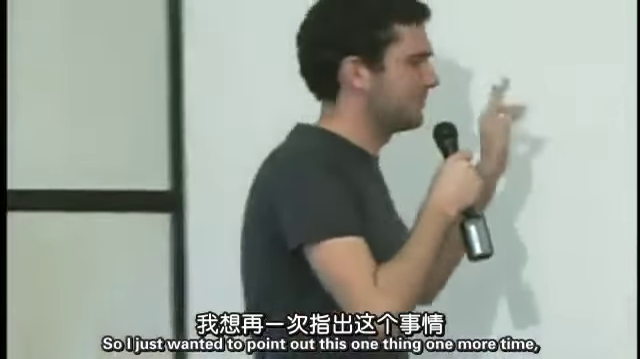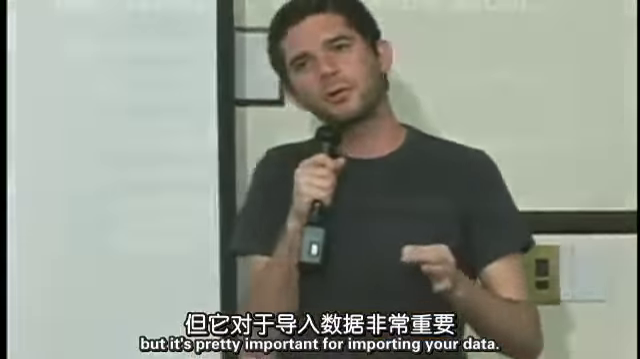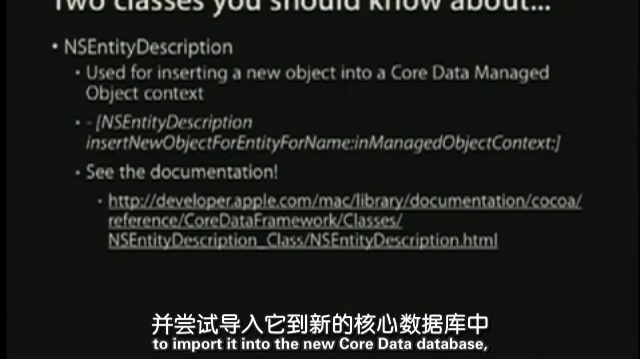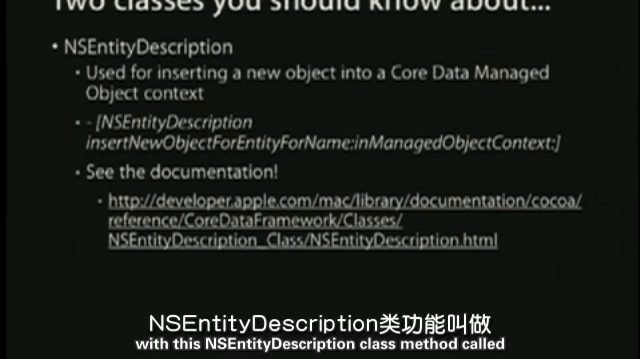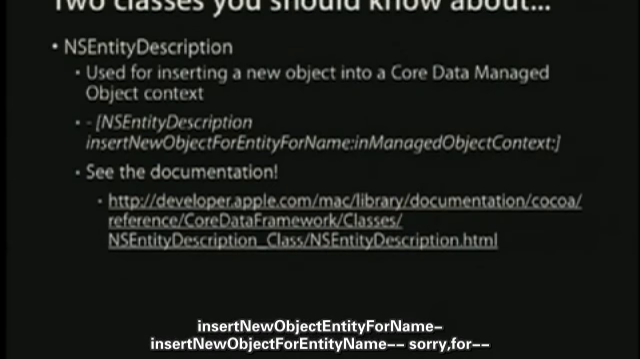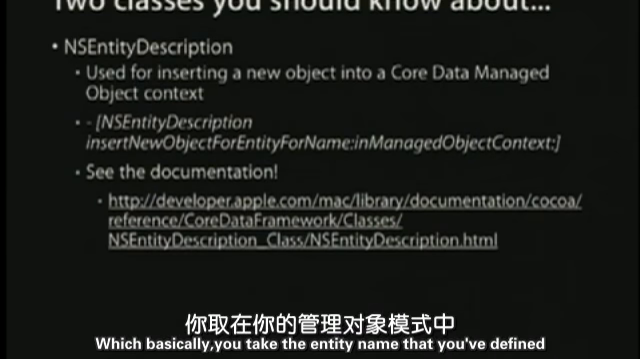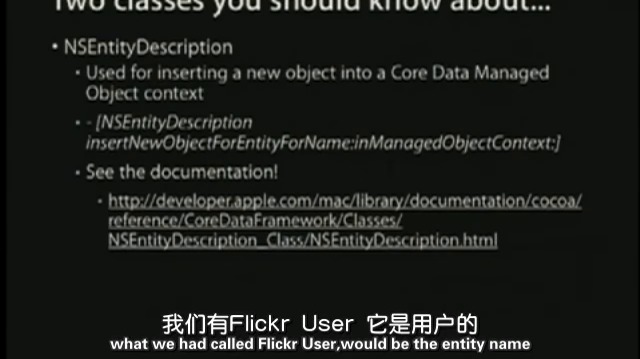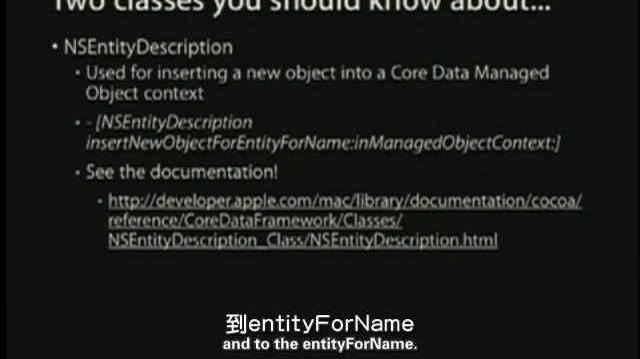I just wanted to point out this one thing one more time, because it actually isn't in the walkthrough, but it's pretty important for importing your data. When you're reading the existing plist and trying to import it into the new Core Data database, the way to add objects to your managed object context is with this NSEntityDescription class method called insertNewObjectForEntityForName:inManagedObjectContext:. You take the entity name that you've defined in your managed object model. In our case, what we called Flickr user would be the entity name for the user, and you pass that as a string to entityForName.